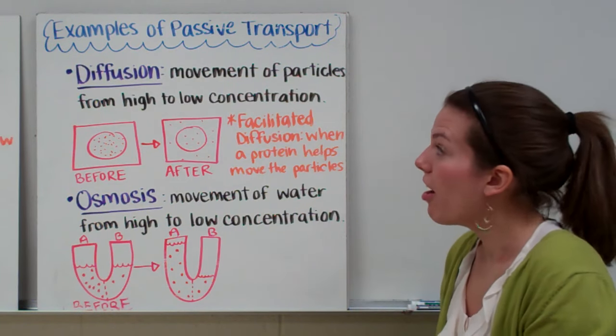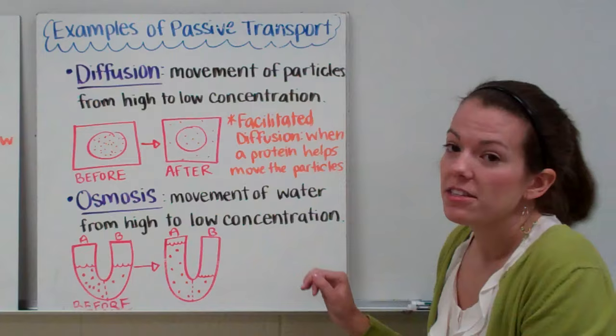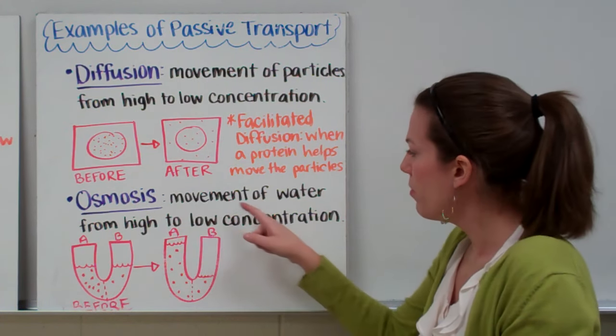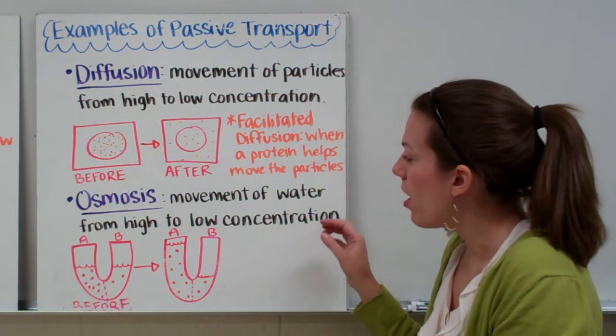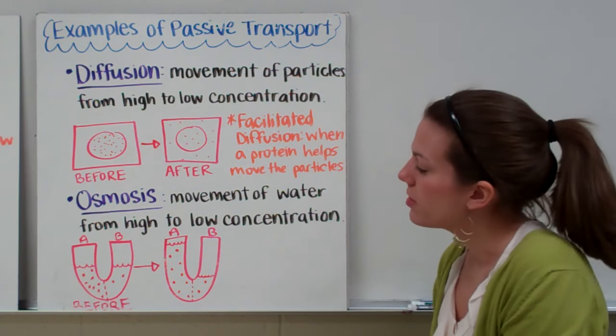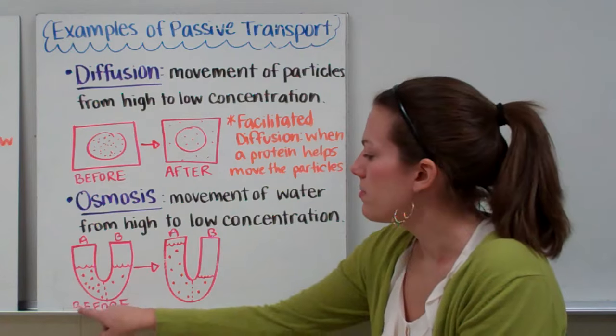Now our other example of passive transport doesn't move particles, but instead it moves water. And that is called osmosis. So osmosis is the movement of water from high to low concentration. We move our water from areas with a lot of water to areas with less water in osmosis. So this is called a U-tube experiment, and this is our before osmosis situation.